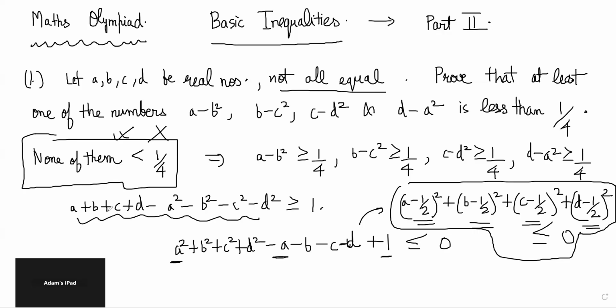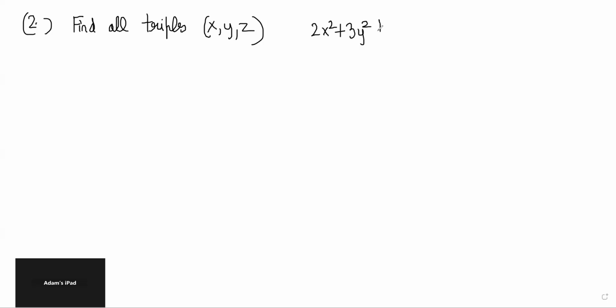Then the second question was about triples, right? The second question was find all triples x, y, z so that you have 2x square plus 3y square plus 6z square is equal to 2 times x plus y plus z minus 1, right?